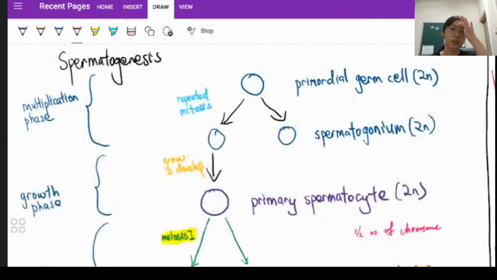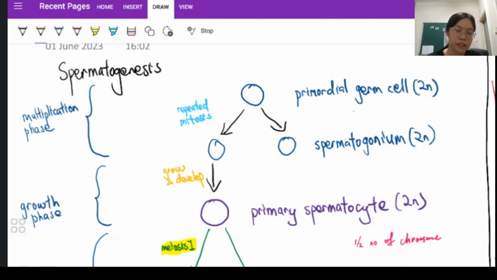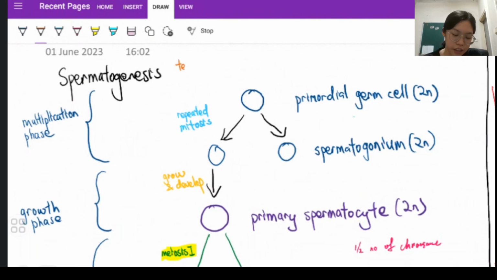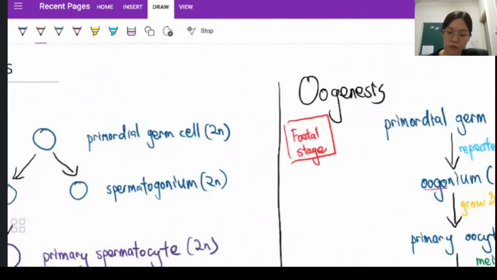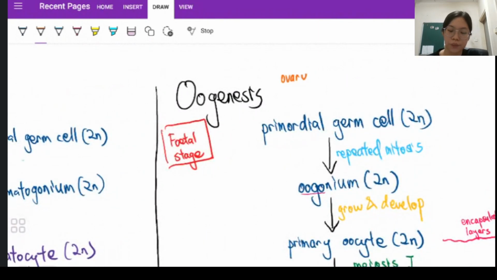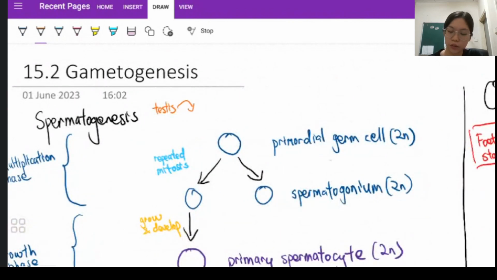So spermatogenesis is the production of sperm, because gametogenesis is divided into two. One is for a boy, one is for a girl. So spermatogenesis is for the male. First of all is the primordial germ cell. Normally they would ask you where spermatogenesis takes place. It takes place in the testes. Meanwhile, oogenesis takes place in the ovary. If you want to look into more detail, inside the testes there is the seminiferous tubule, where the primordial germ cell is.